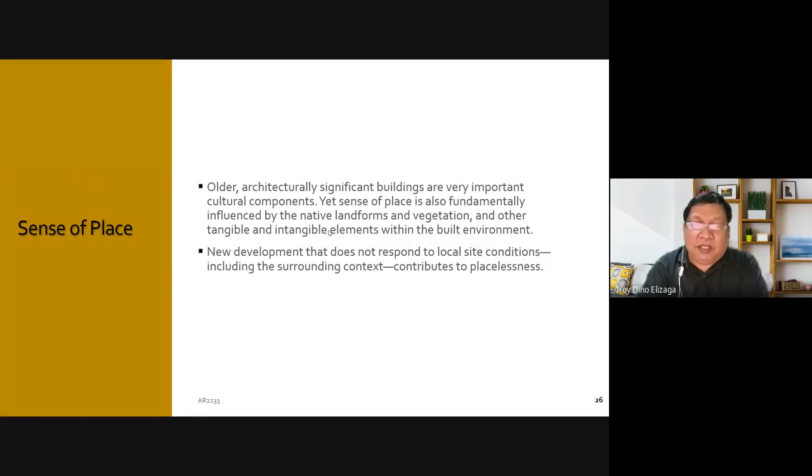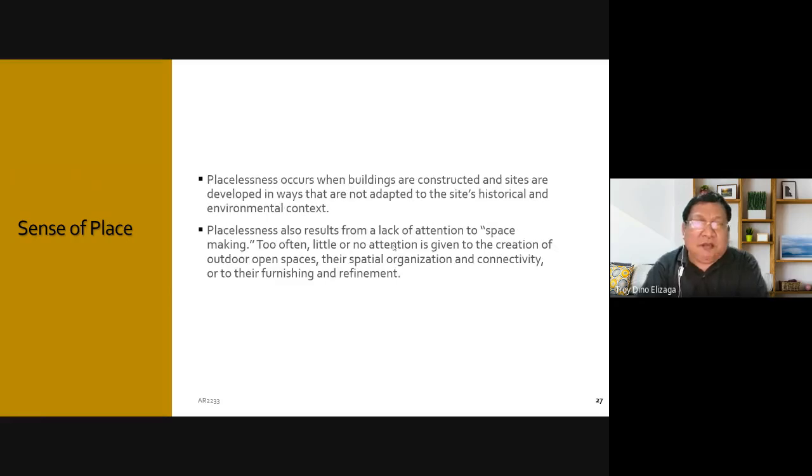New development that does not respond to local site conditions, including surrounding context, contributes to placelessness. What is placelessness? Placelessness occurs when buildings are constructed and sites are developed in ways that are not adapted to the site's historical and environmental context. It also results from a lack of attention to space making. Too often, little or no attention is given to the creation of outdoor open space, their spatial organization and connectivity, or to their furnishing and refinement.